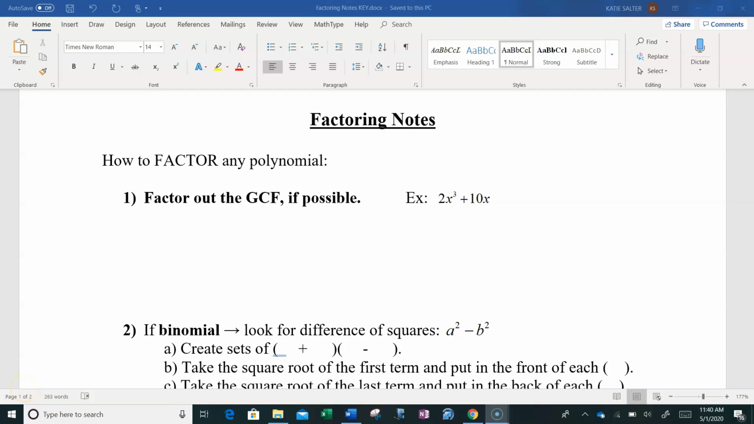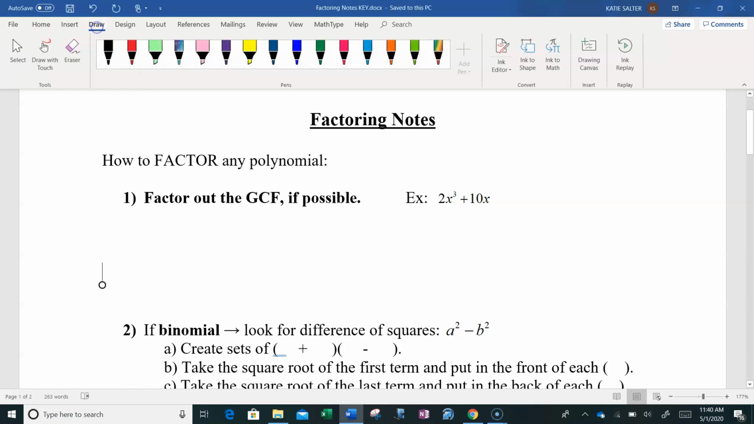Alright, so today is where we put all our factoring together. How do we factor any polynomial? Because, guys, when you start getting into problems, they're not going to be just all binomials together, all trinomials together, and all four terms together. So we have to be able to look at any polynomial and be able to factor it.